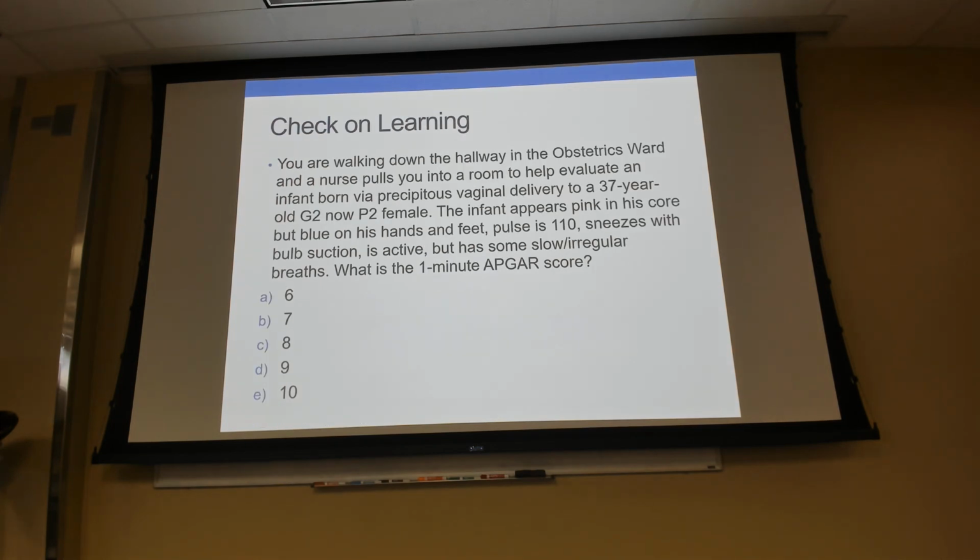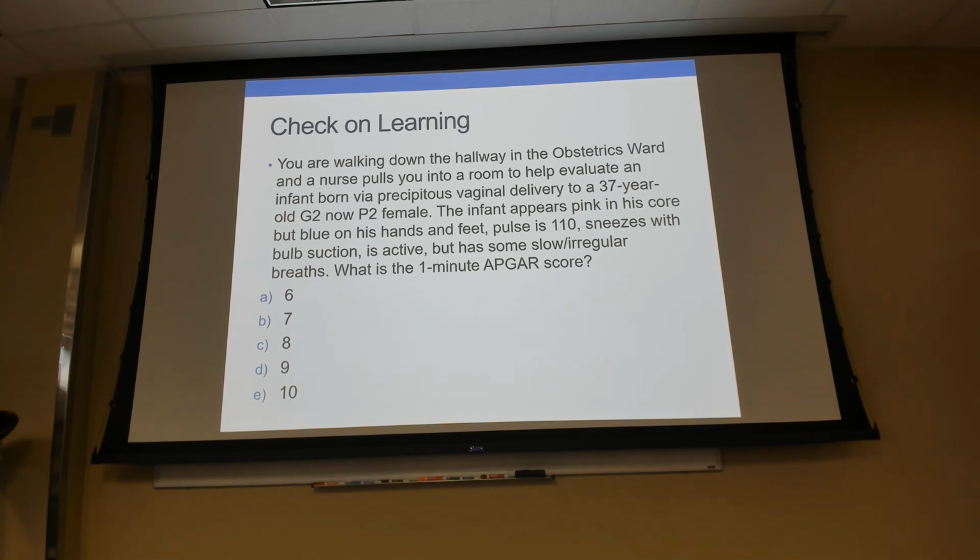So let's do a little check on learning here. You are walking down the hallway of the obstetrics ward and the nurse pulls you in and says that there's a precipitous, meaning it's happening right now. It's usually within 30 minutes from the time of arrival. A precipitous vaginal delivery to a 37-year-old, now G2 and P2 female. So if you learn, you haven't had that yet, G's and P's.